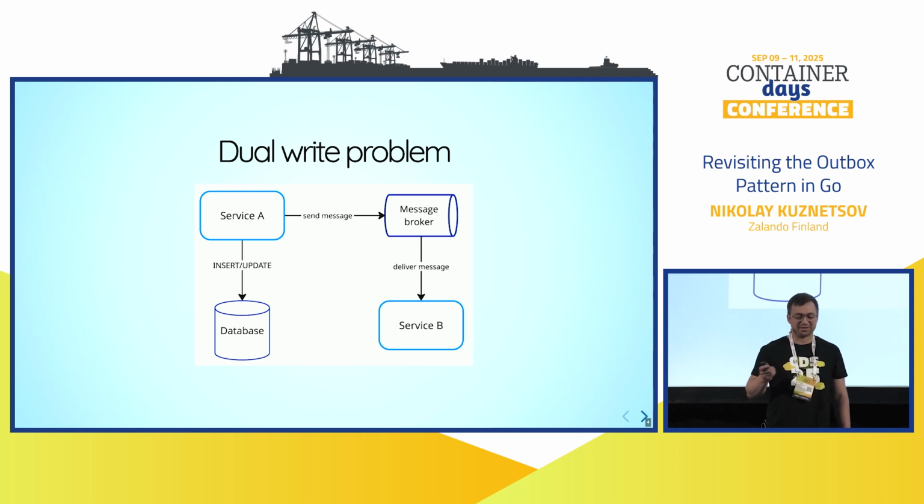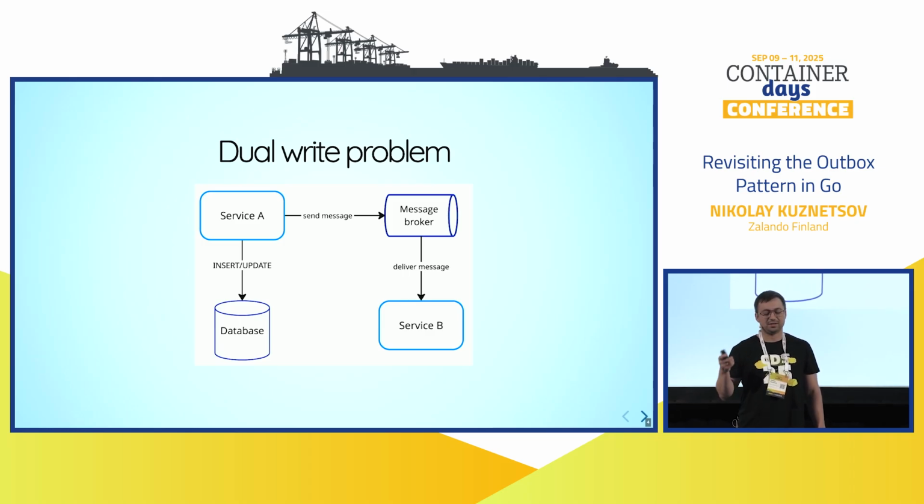Imagine you place an order in e-commerce, and then service A has to store that order into the database, insert into a database table, and then send a message to, for example, Kafka or another broker like RabbitMQ, and that would deliver the message to service B, and service B would eventually send a customer confirmation email or SMS. And sometimes that's even a legal requirement. If the order is placed, we have to send customer confirmation. If that doesn't happen, then the legal requirement is violated.